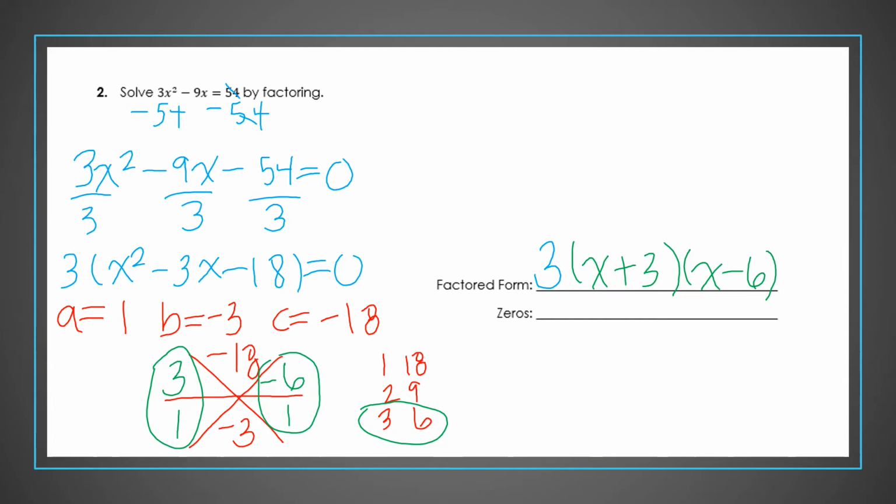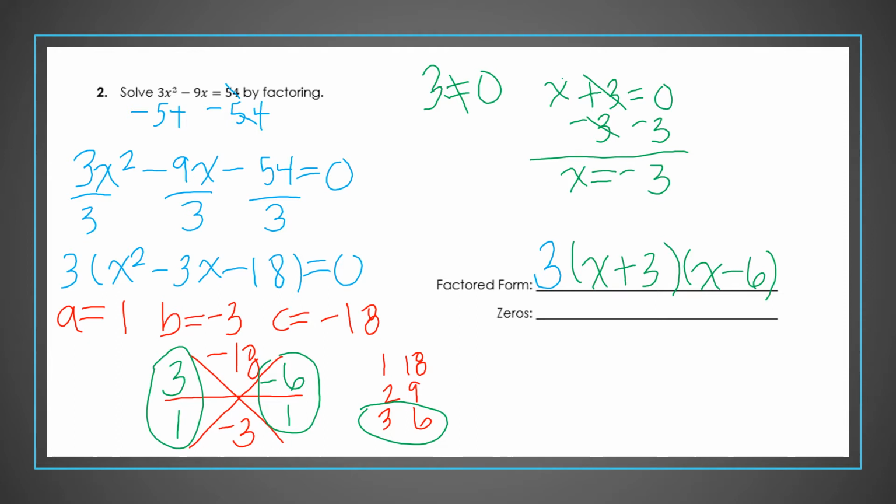To get our solutions, we're going to take our factors and set them equal to 0. So I can set 3 equal to 0. If I set 3 equal to 0, that doesn't make sense, so that's not going to give me a solution. There's got to be an x involved or some sort of variable involved to give you a solution. So I'm going to take my next factor, x plus 3, and set that equal to 0. In order to solve that, I would subtract 3 from both sides, and that would give me x equals negative 3. So my first solution is negative 3.